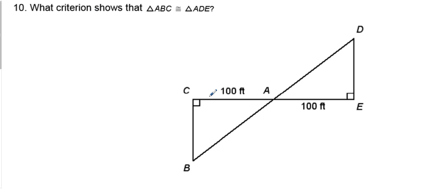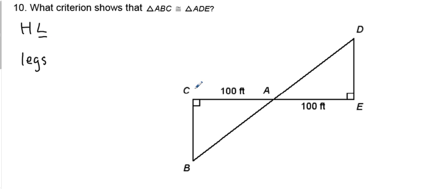Now, these are right triangles. As soon as you see right triangles, it should immediately pop into your mind that we'll probably be using HL. Remember, HL stands for hypotenuse leg. So let's see if that's what we may have here. Now, the 100 feet here and the 100 feet here, those two sides are congruent. Those are both legs. So right now, we have the L part.